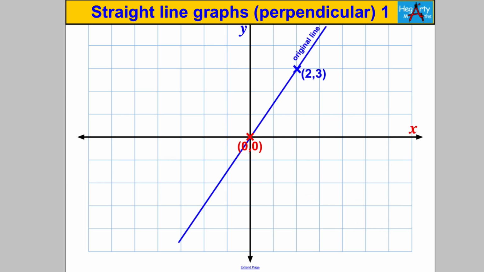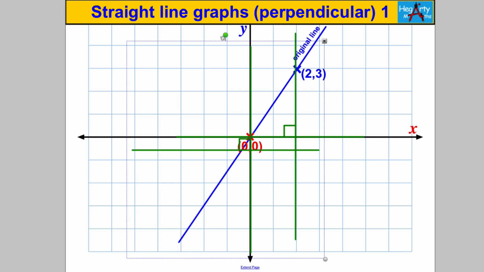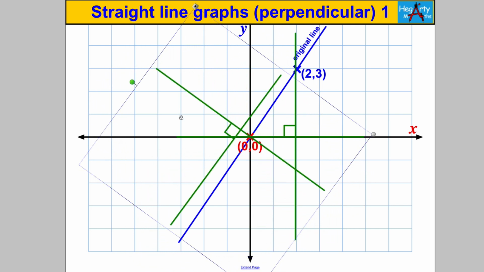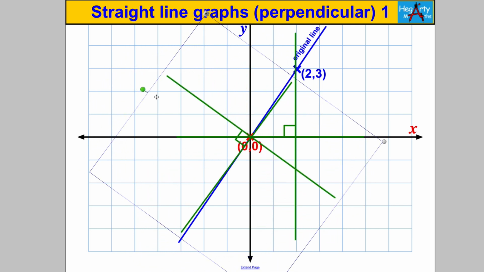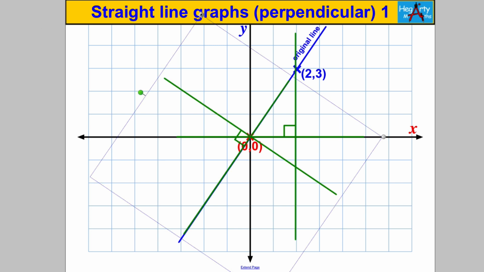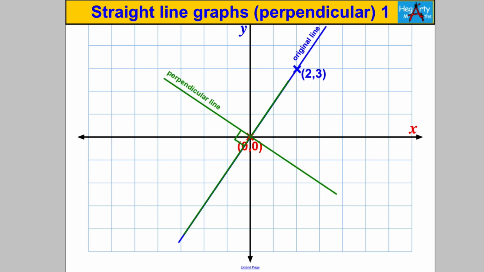So here's a line. I'm going to draw a pair of lines that I know are perpendicular there. And I'm going to take that and twist it, so that I establish a line that's perpendicular to my blue line. Taking it away, I get the original line there and the perpendicular line. So my original line, what's its gradient? As I go to the right 2, I go up 3. Its gradient is 3 over 2.